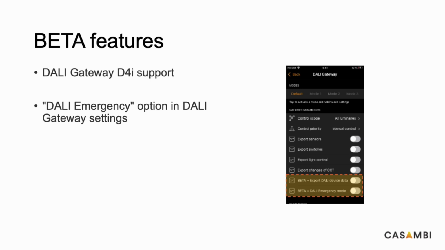You've got some options in the DALI gateway parameter settings to export DALI device details, which is basically D4I data from Casambi enabled DALI drivers or D4I drivers that are used in the Casambi network. And you've got the DALI emergency mode aspect as well, which then allows DALI emergency lighting control of DT1 DALI drivers. So these are 2 new features that this firmware update has enabled us to then launch for the DALI gateway profiles.